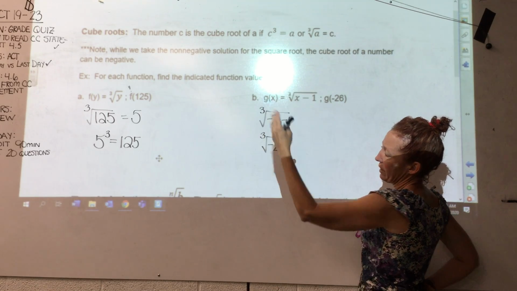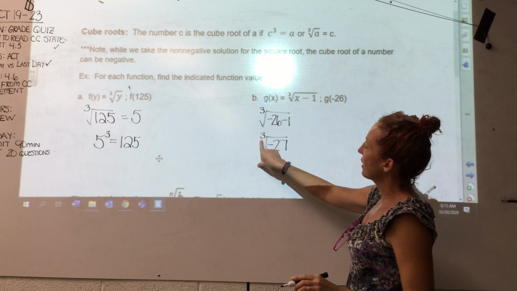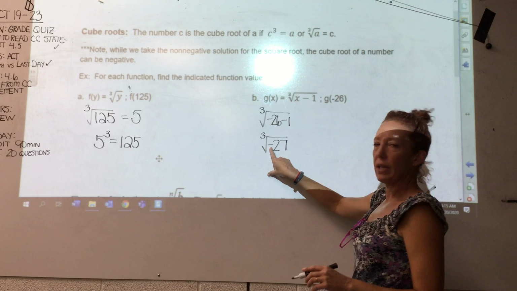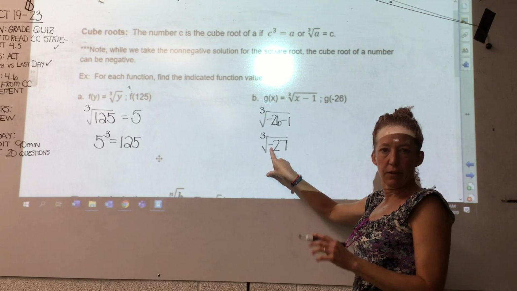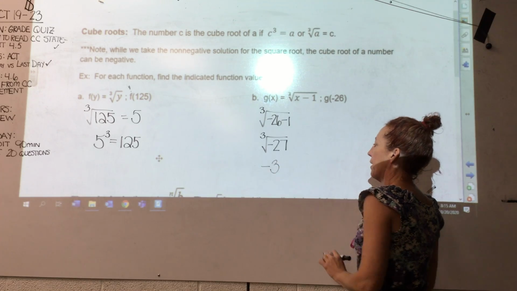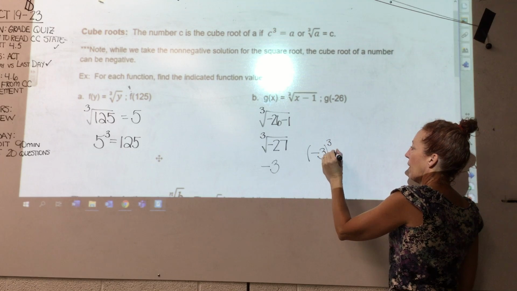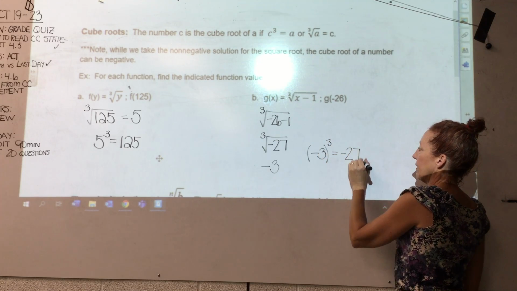And if we're going to discover, I think it happens even maybe right here, we're going to discover that if this is an odd number, you can have a negative underneath the radical. And so this is actually going to be negative 3 because negative 3 raised to the third power is negative 27.